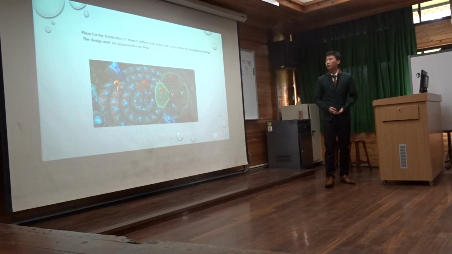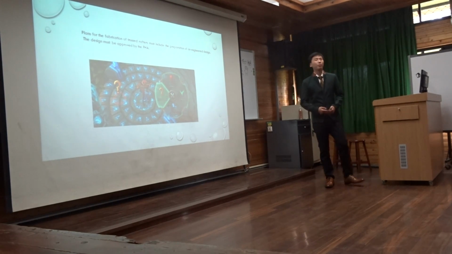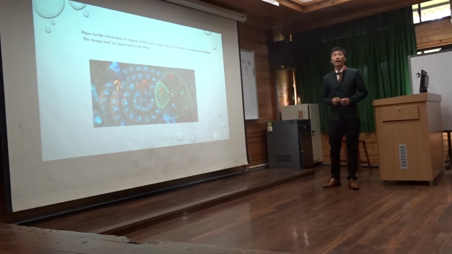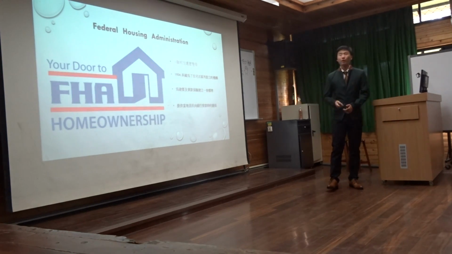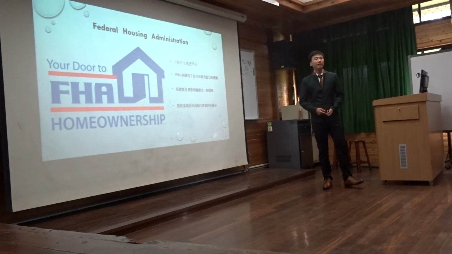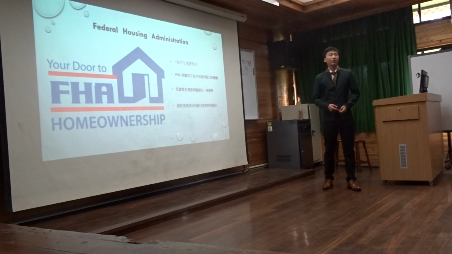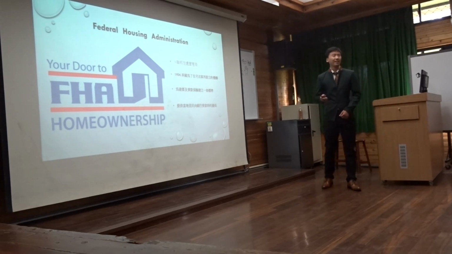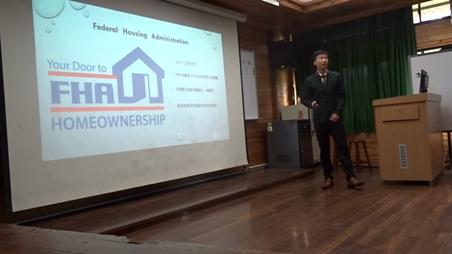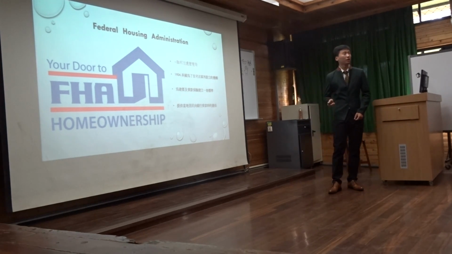Plans for the fabrication of truss rafters must include the preparation of an engineer's design. The design must be approved by the FHA. But what is FHA? The full name is Federal Housing Administration. It's a United States government agency created as part of the National Housing Act of 1934. It sets construction and underwriting standards and insures loans made by banks.